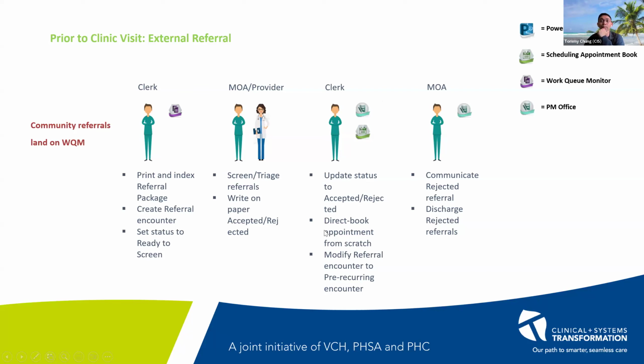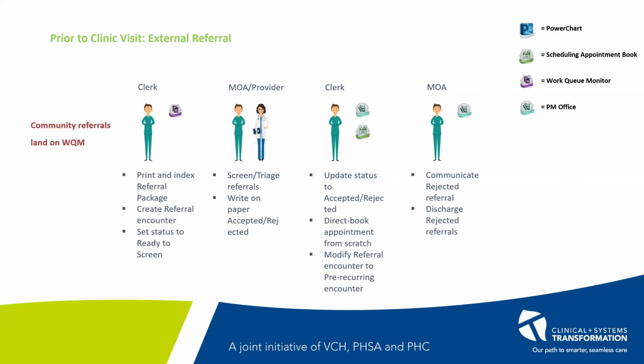She would then direct book the appointment from scratch because the appointment didn't come from within Cerner, so she has to enter more information. And then she would modify the referral encounter to a pre-recurring encounter. And if there's any rejected order, the MOA would communicate those rejected referrals to the referring provider and discharge the rejected referral. Any questions? Okay, that works, thanks.